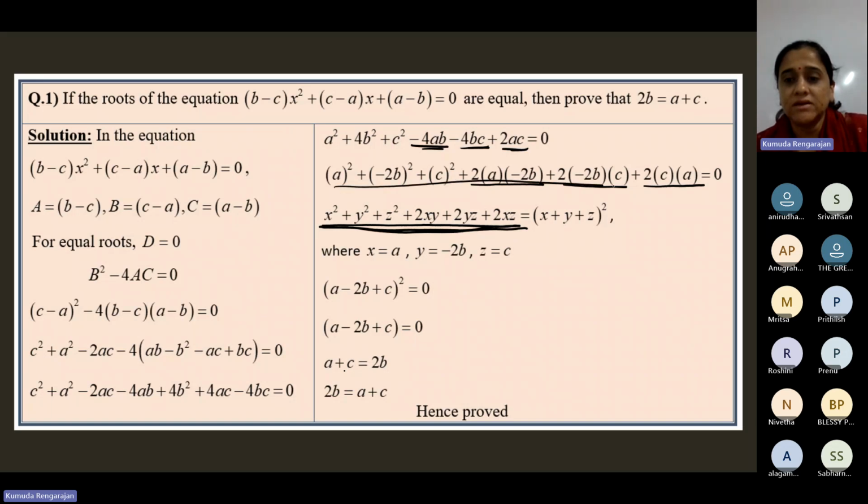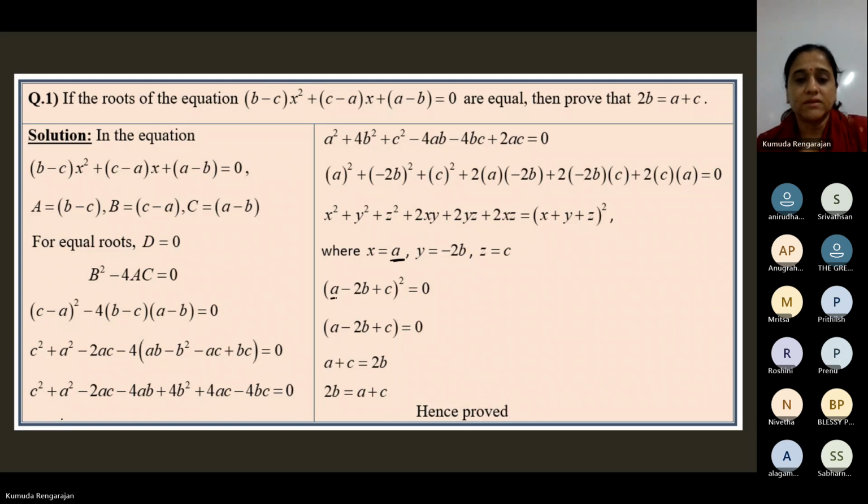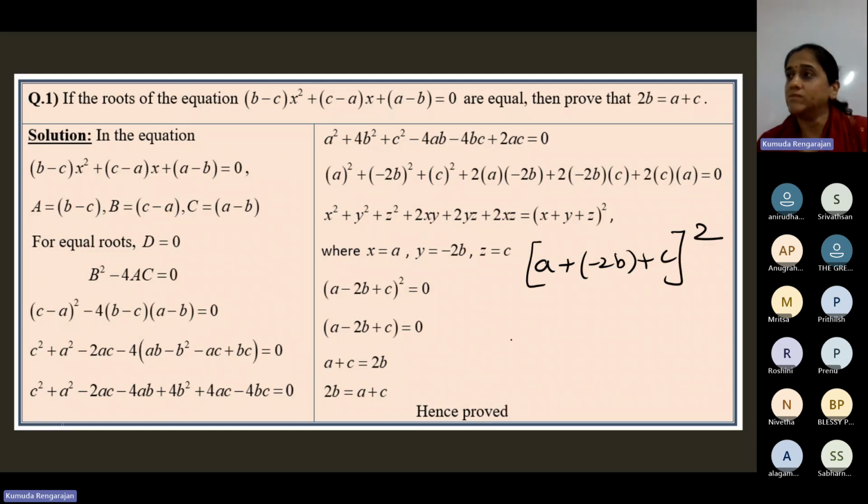So this can be written as x plus y plus z the whole square. What is x? A. Okay, x, which is this one, plus y, which is this one, plus z, the whole square. Correct? This is x plus y plus z, the whole square, which is nothing but a minus 2b plus c, the whole square. So that means a minus 2b plus c is equal to 0, like a plus b, the whole square is 0, so a plus b is equal to 0.